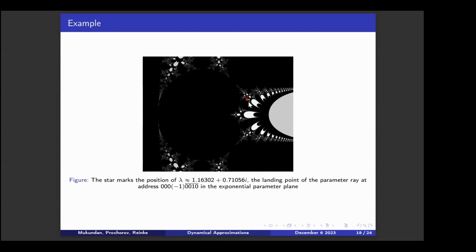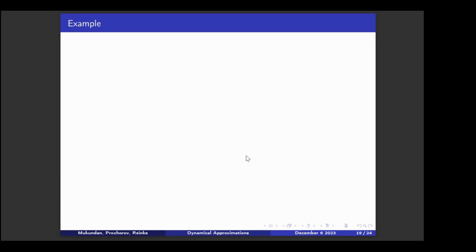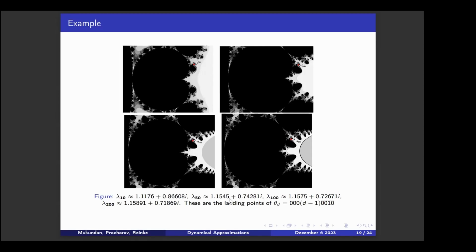And another way to describe this is, okay, so this point lambda has something called an external address, which is a combinatorial sequence that tells you where it is in the exponential parameter space. For this particular lambda, the address happens to be 0, 0, 0, minus 1, 0, 0, 1, 0, 0, 0, 1, 0, 0, 0, 1, 0, and so on. Now if I look at the corresponding location of the degree d parameter in its space, then the sequence that I get is 0, 0, 0, d minus 1, 0, 0, 1, 0. Now you can also interpret d minus 1 as minus 1 modulo d. So you essentially have the same sequence.